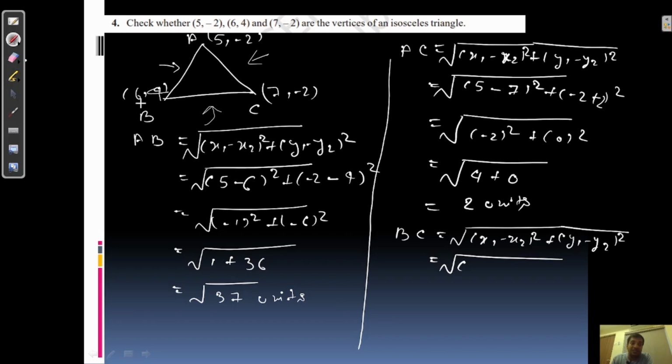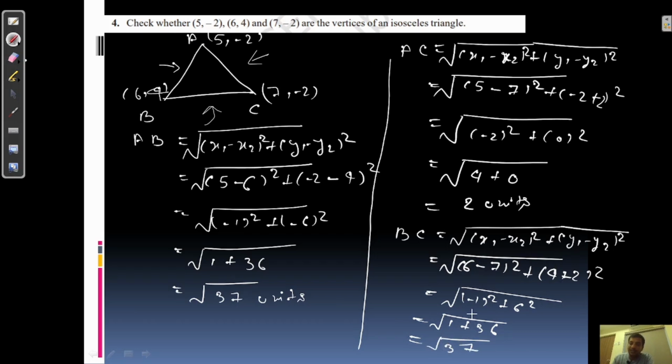So what is value of x1? As you can see, it is 6. What is value of x2? This 7. So 6 minus 7. What is value of y1? You can see it is 4 and value of y2 is minus 2. So I am putting 4 minus, when minus 2 will come, this will become plus. So let us solve it. 6 minus 7 is minus 1 square plus 4 plus 2 is 6 square. Root of minus 1 square is 1, 6 square is 36. We are going to get square root of 37.